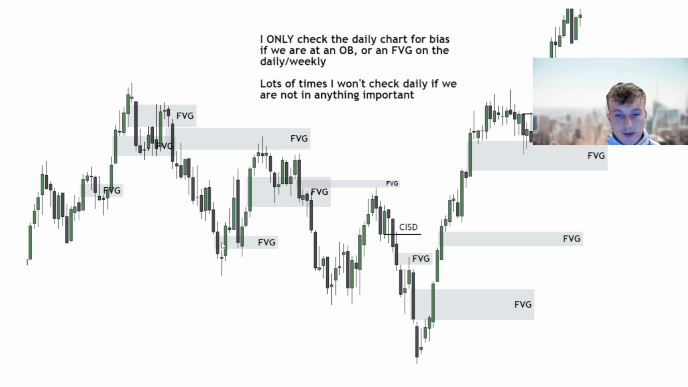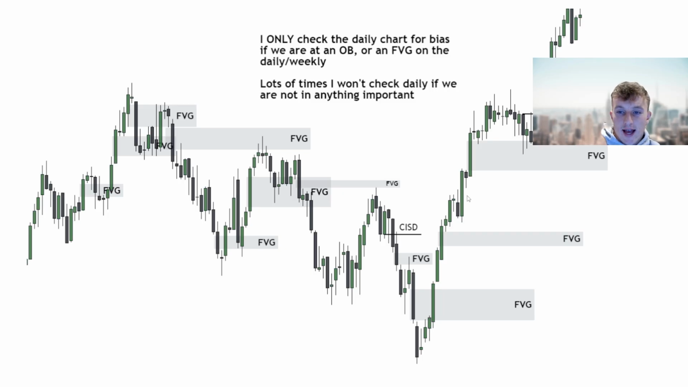This one is a BPR. We have a CISD here. This is an order block I kind of go over in my order block video. And you're going to see there's 1, 2, 3, 4, 5, 6, 7, 8, 9, 10, 11, 12, 13. There's about 13, 14 spots here where we're in something really obvious.